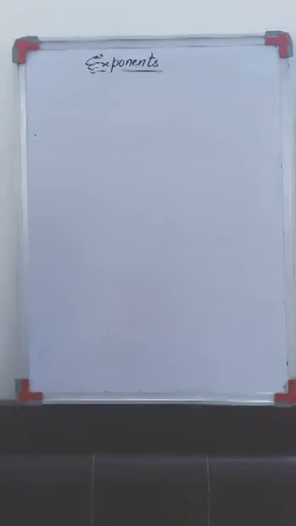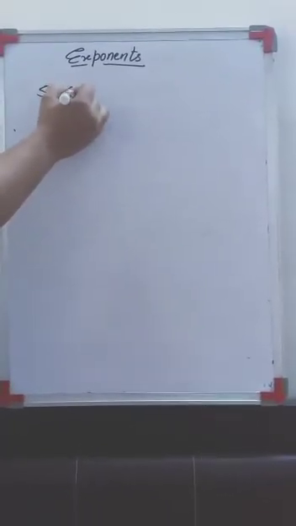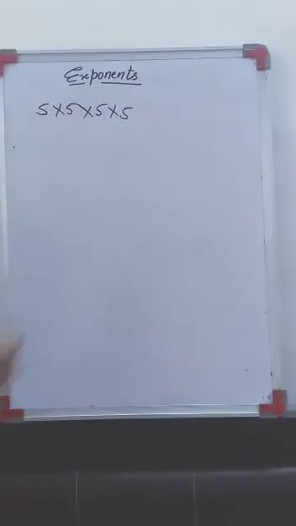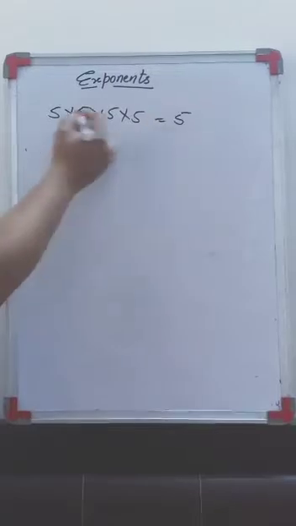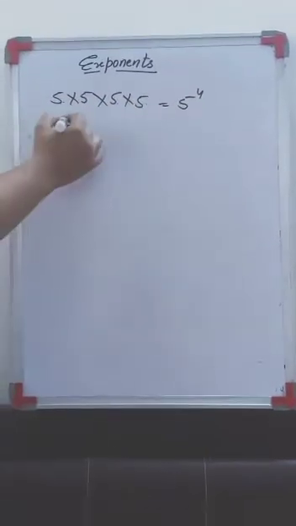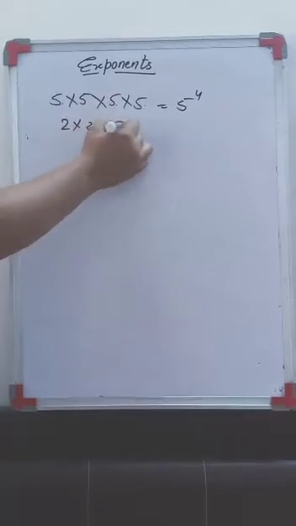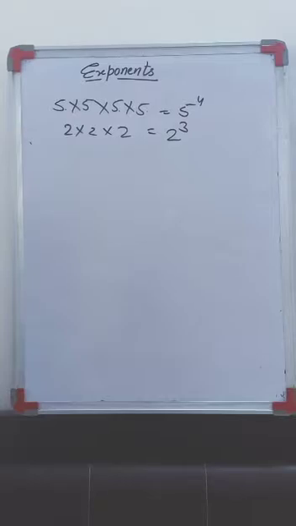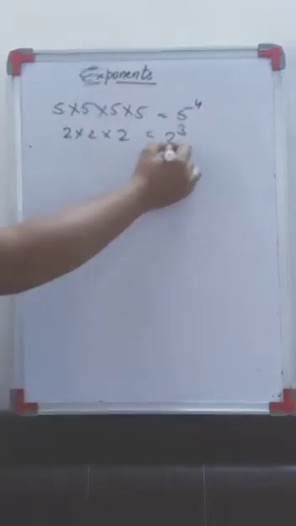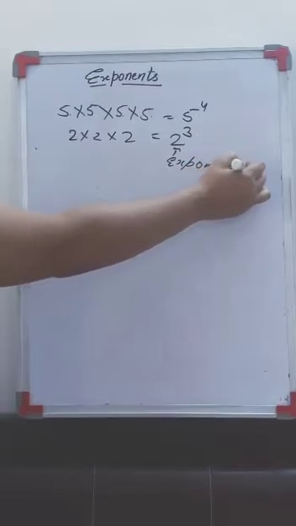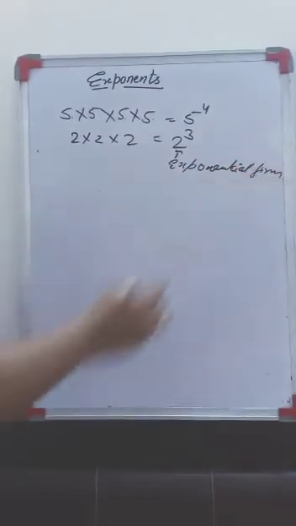In our last class, we learned that if I'm writing 5 into 5 into 5 into 5, in exponent form I can write 5 raised to power 4. Or 2 into 2 into 2 can be written as 2 cube, right? So this is called the exponential form of a number.